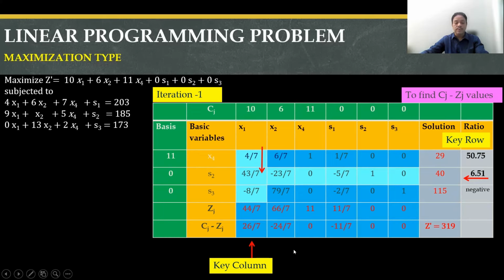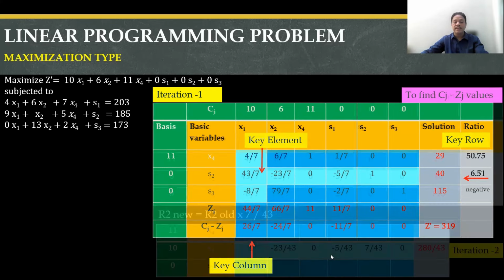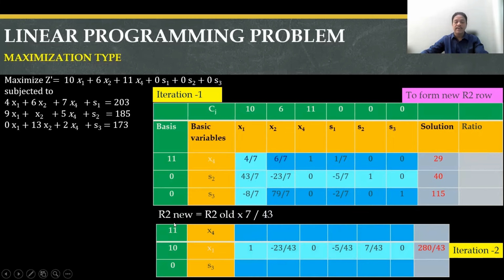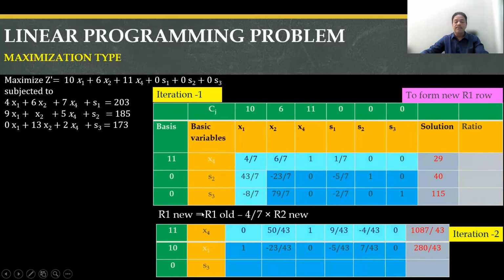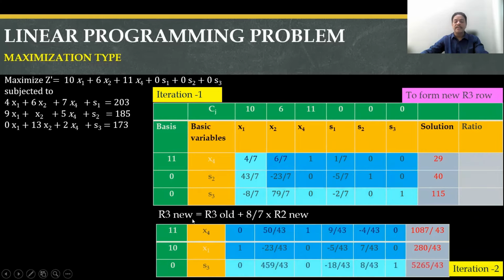And in order to do that, we have to make 43 by 7 as 1, 4 by 7 as 0, and minus 8 by 7 as 0. And we get it like this. R2 new equal to R2 old into 7 by 43. Then R1 new equal to R1 old minus 4 by 7 into R2 new. And R3 new equal to R3 old plus 8 by 7 into R2 new. So this forms the table for iteration number 2.